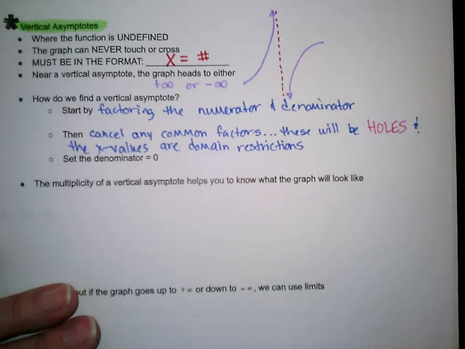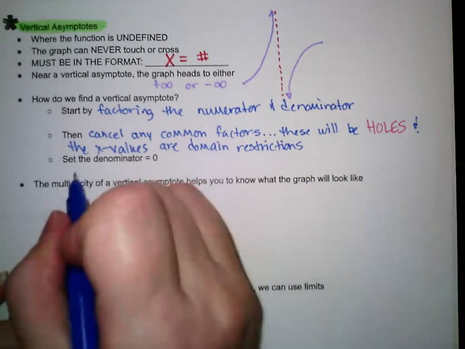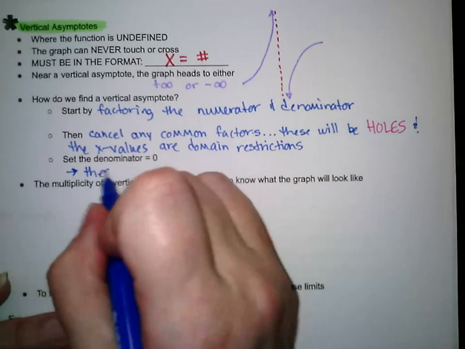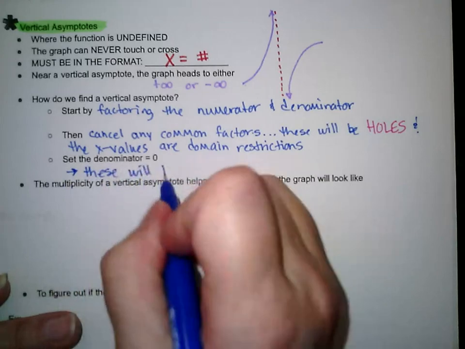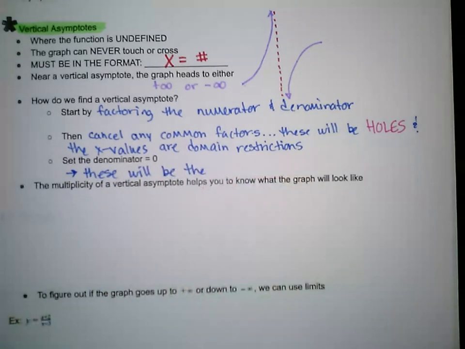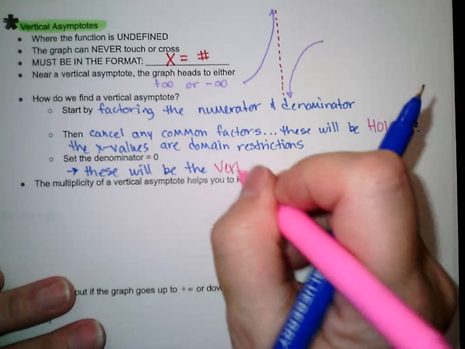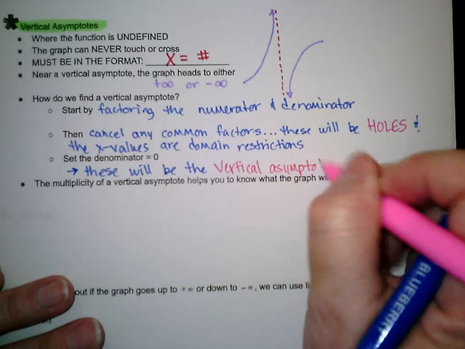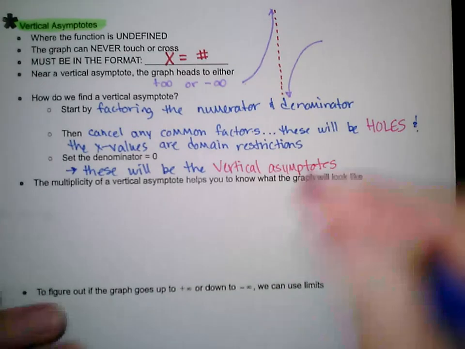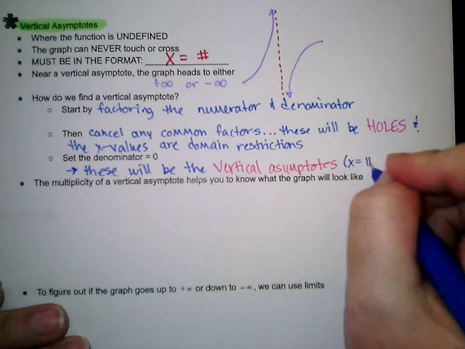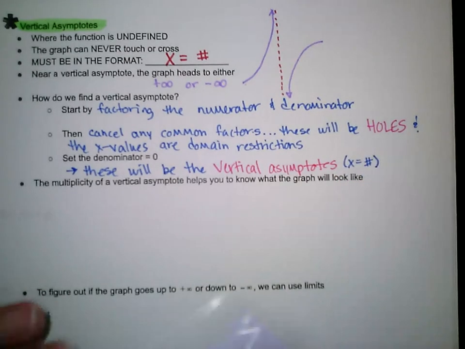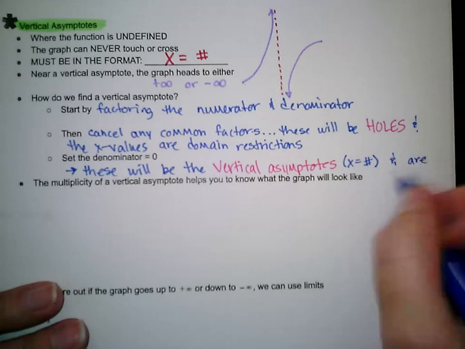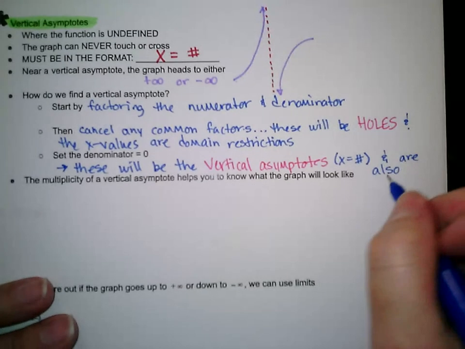Then we are going to set the denominator equal to 0. These are going to be the vertical asymptotes. And remember that those have to be x equals a number. And they are also domain restrictions.